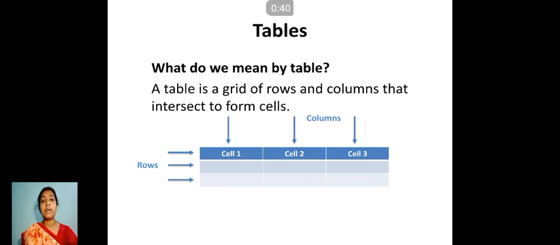We have studied what tables are. We have studied that a table is a grid of rows and columns that intersect to form cells.